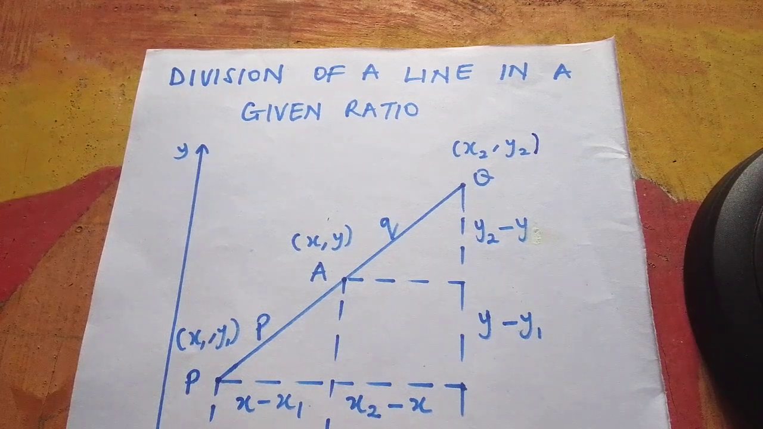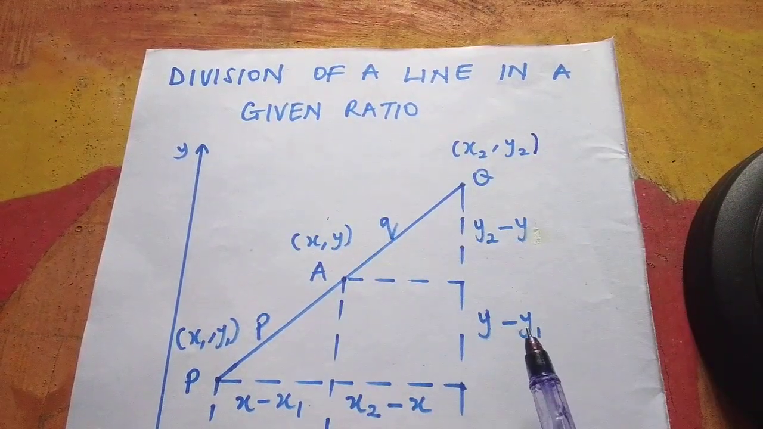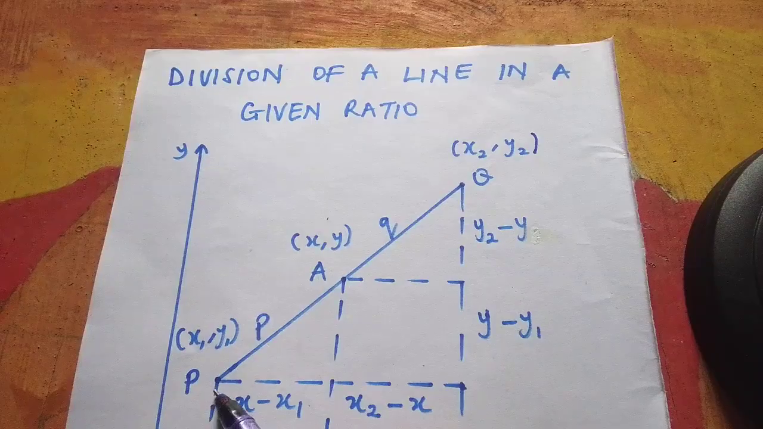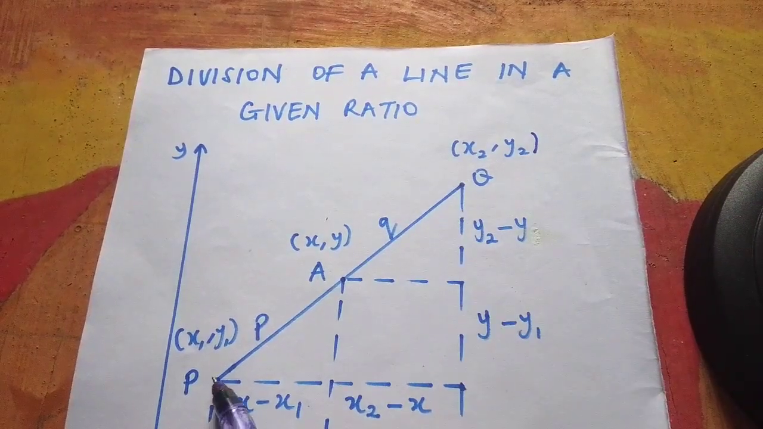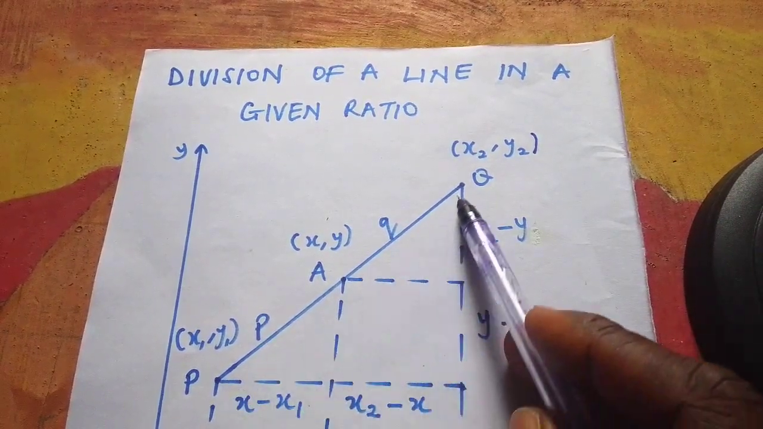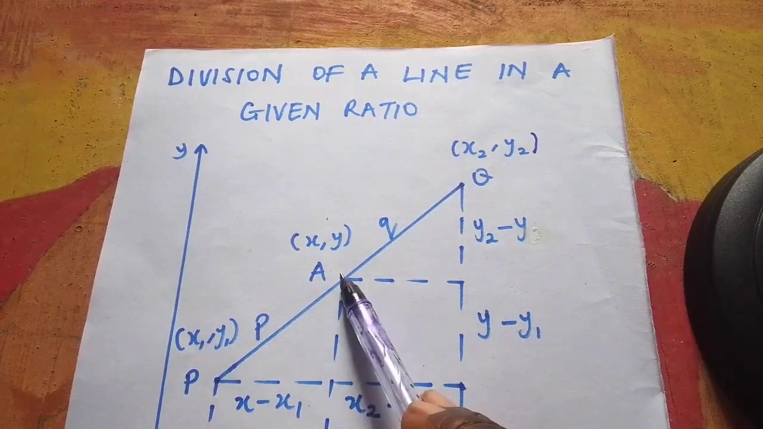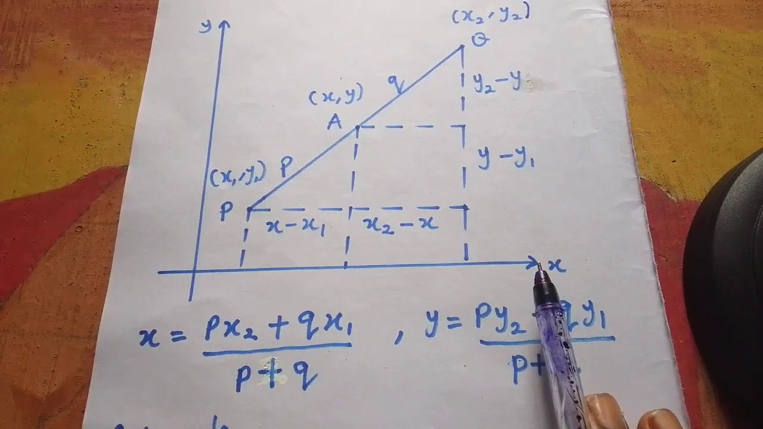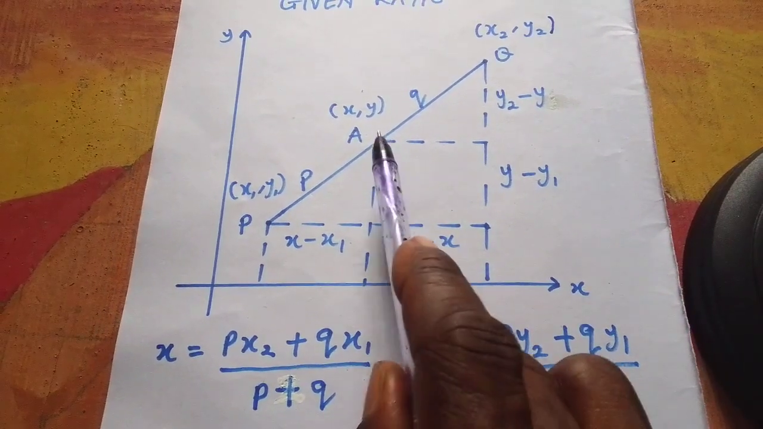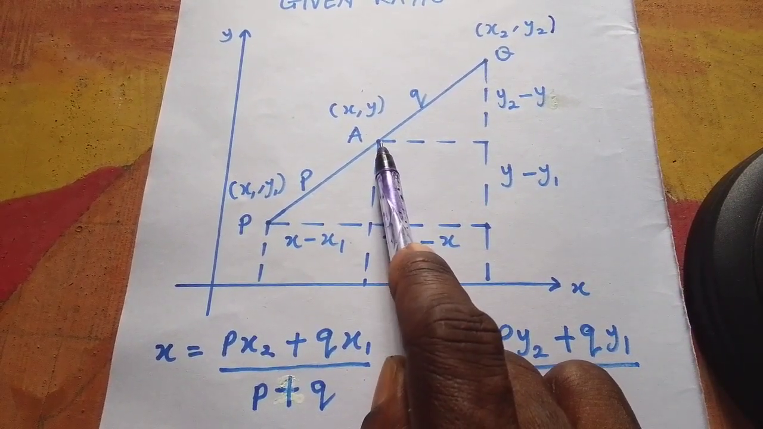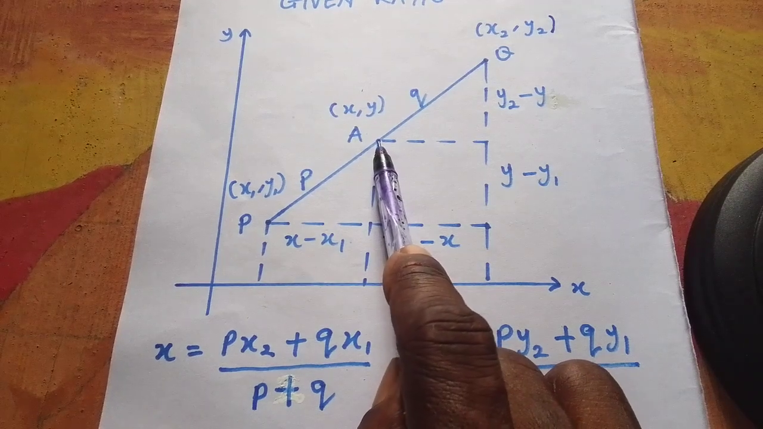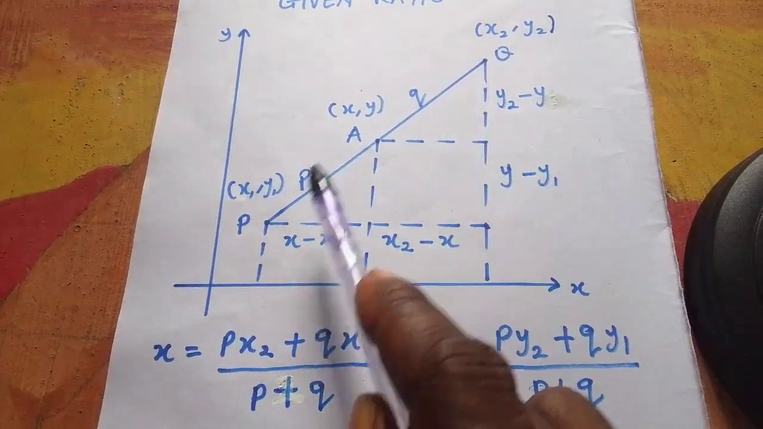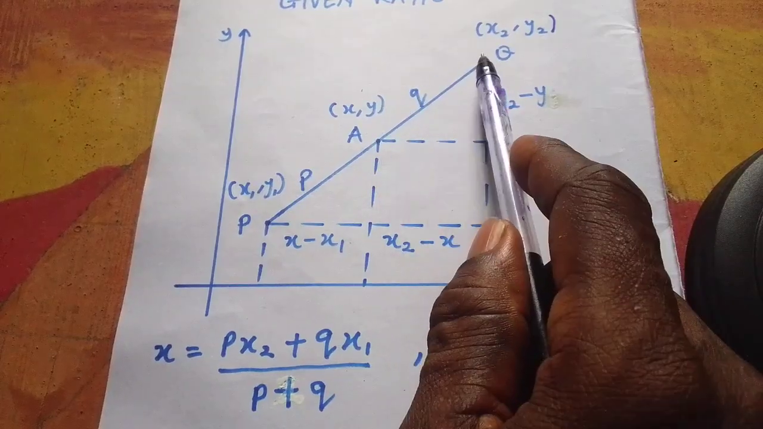Hello students, today we are looking at the division of a line in a given ratio. If you have this line PQ and you want to divide it into a given ratio, P and Q, just follow this formula to get the coordinates of A, the point where this particular line is divided in the ratio P and Q.